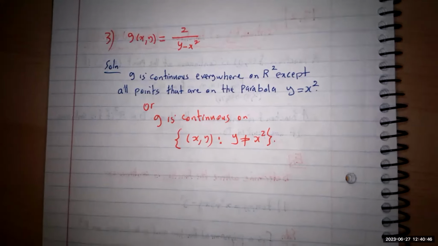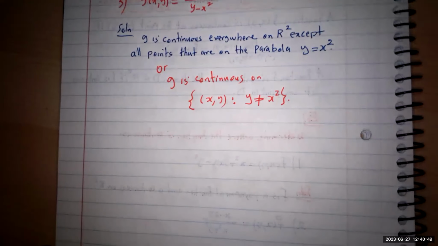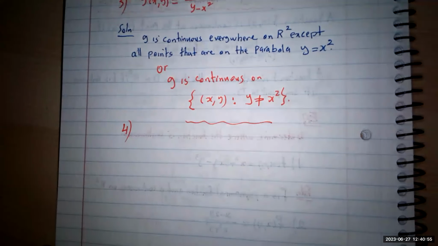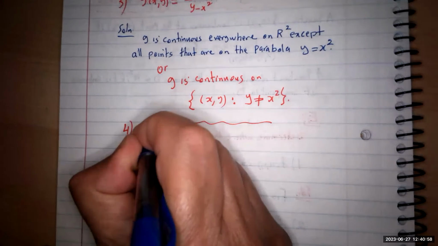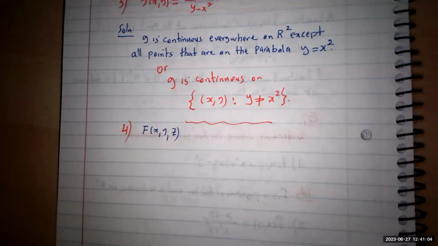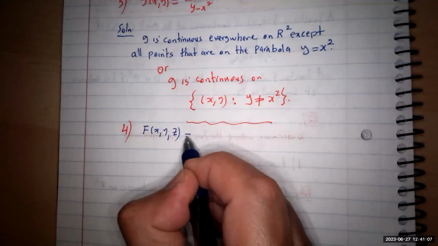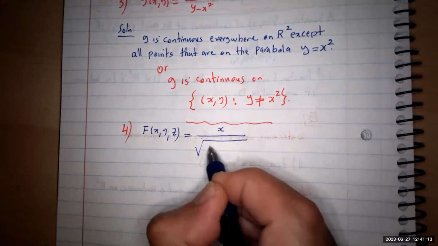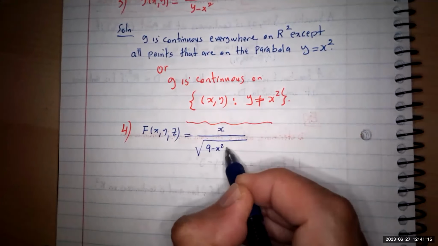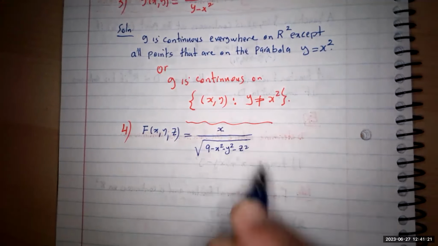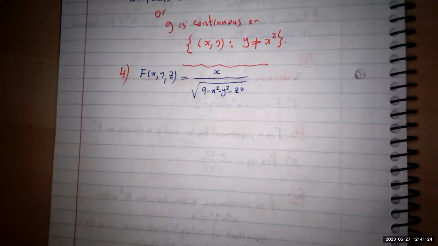Now we are going to take one function of 3 variables. It's the same thing, but to know that it can be done. So another one is f of x, y, z, a function of 3 variables, and this is going to be equal to x divided by the square root of 9, it's a very popular case, 9 minus x squared minus y squared minus z squared. So you want to check the continuity of this one.